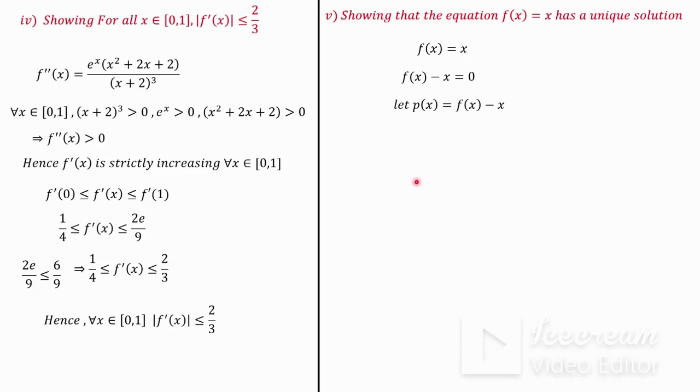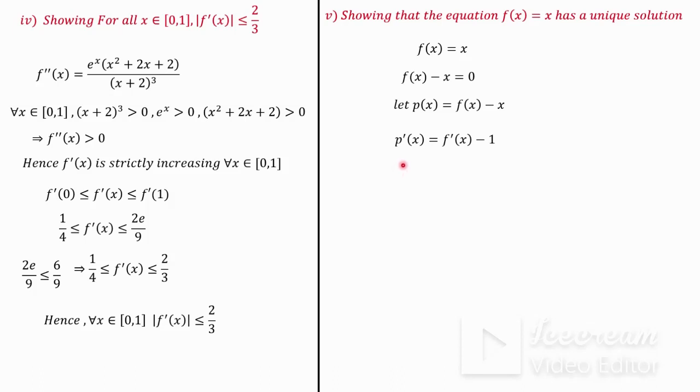To do that, we have simply to differentiate it actually, and once we differentiate, we get the sign of the derivative. If the sign of the derivative is positive, it means this function p of x is strictly increasing in the interval 0 to 1. If the derivative, that is p prime of x, is negative, it means this function p of x is actually decreasing in the interval 0 to 1 actually.